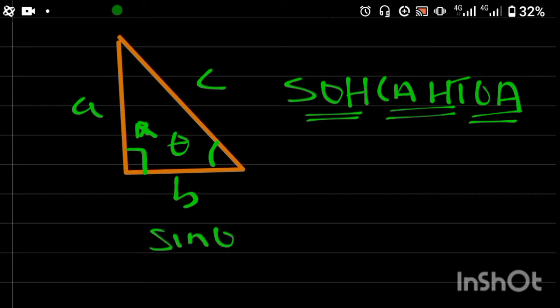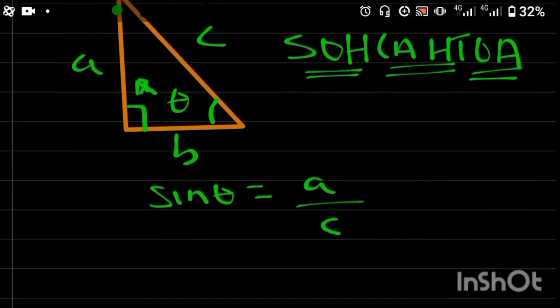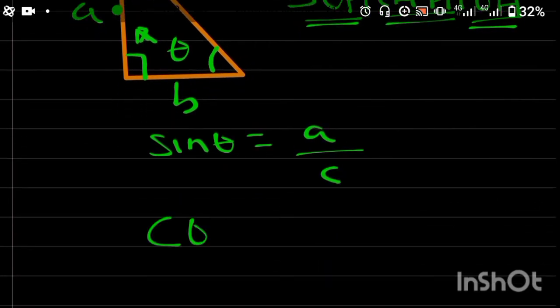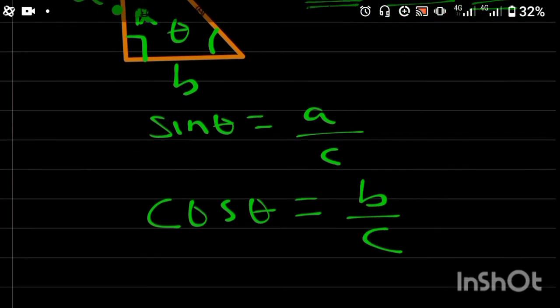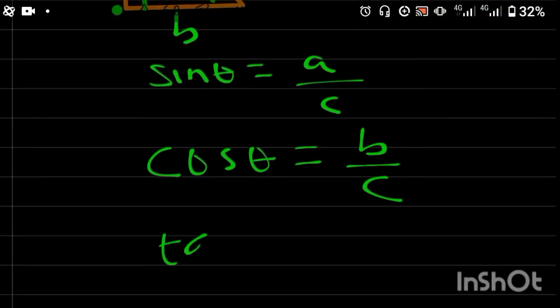Sin theta is equal to opposite A over hypotenuse C. Cos theta is equal to adjacent B over C. And tan theta is equal to opposite over adjacent.